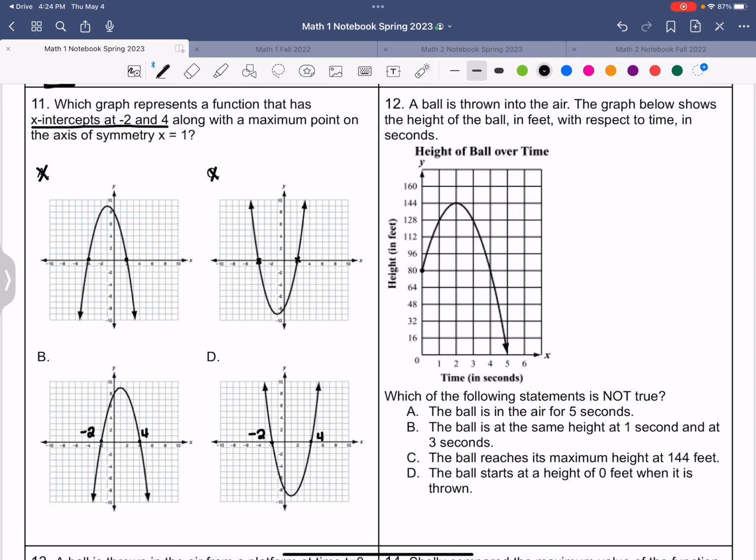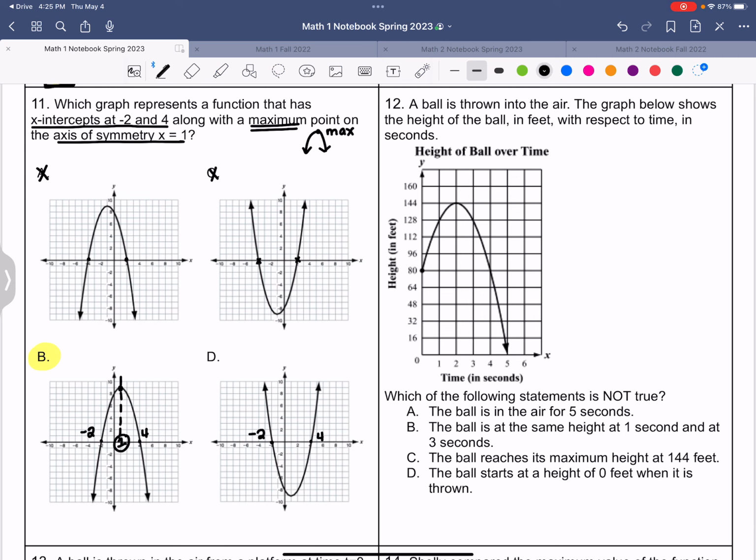All right, then we need a maximum. Maximum is going to look like an upside down U. So B is our only option. And let's check on that third criteria. Axis of symmetry, x equals 1. That's true. So B is what we're looking for here.